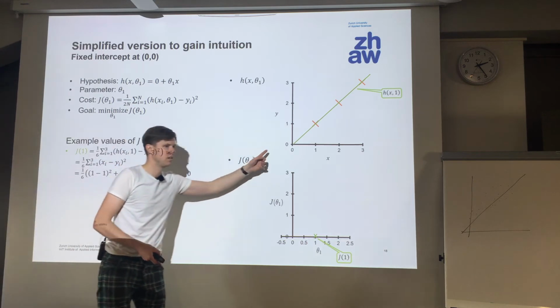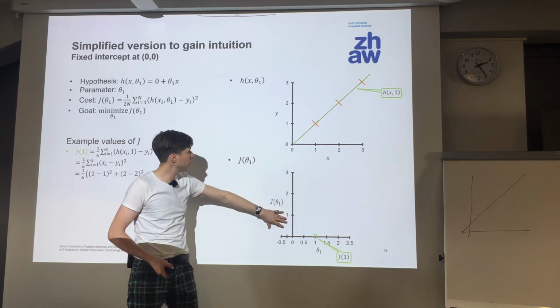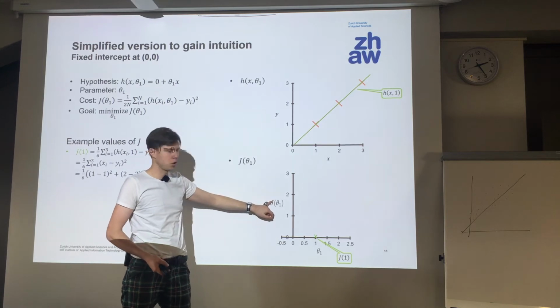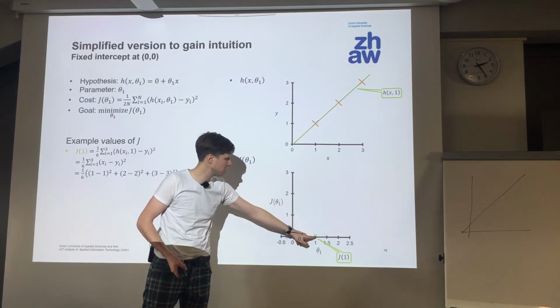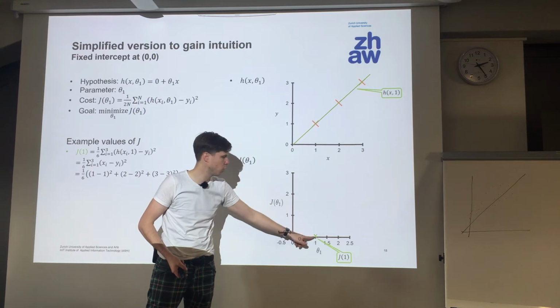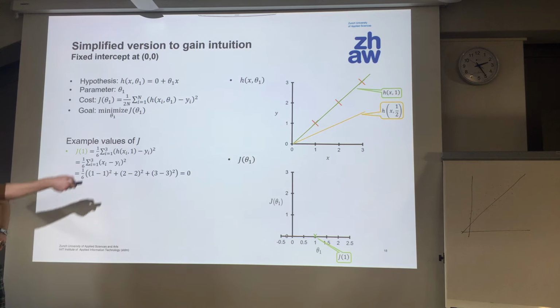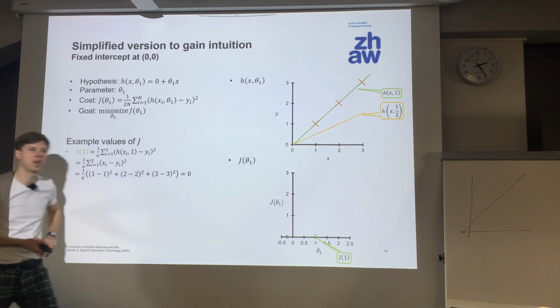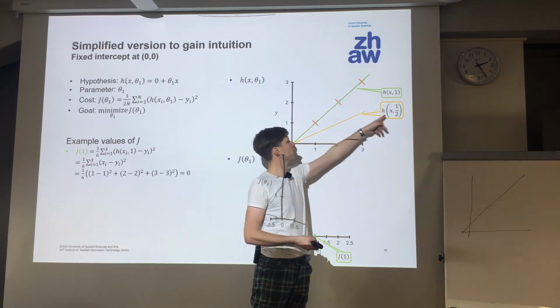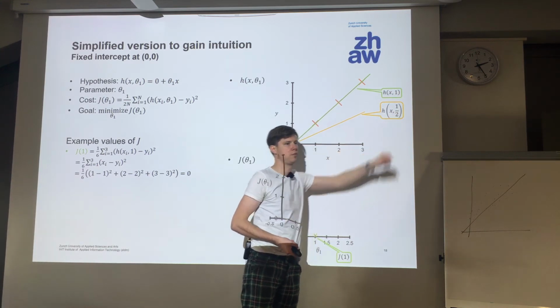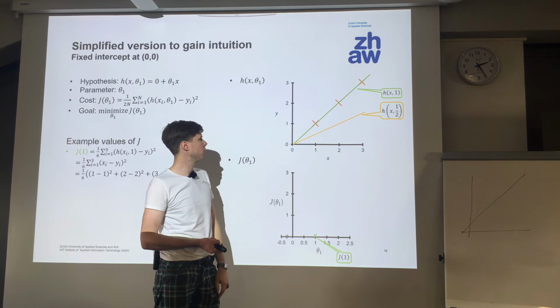And conversely, this plot that is not a plot of the hypothesis function, but a plot of the cost function, shows us a cost and error of 0 for the parameter 1. What happens if we choose a different hypothesis? For example, one with a parameter of 0.5, gradient of 0.5.